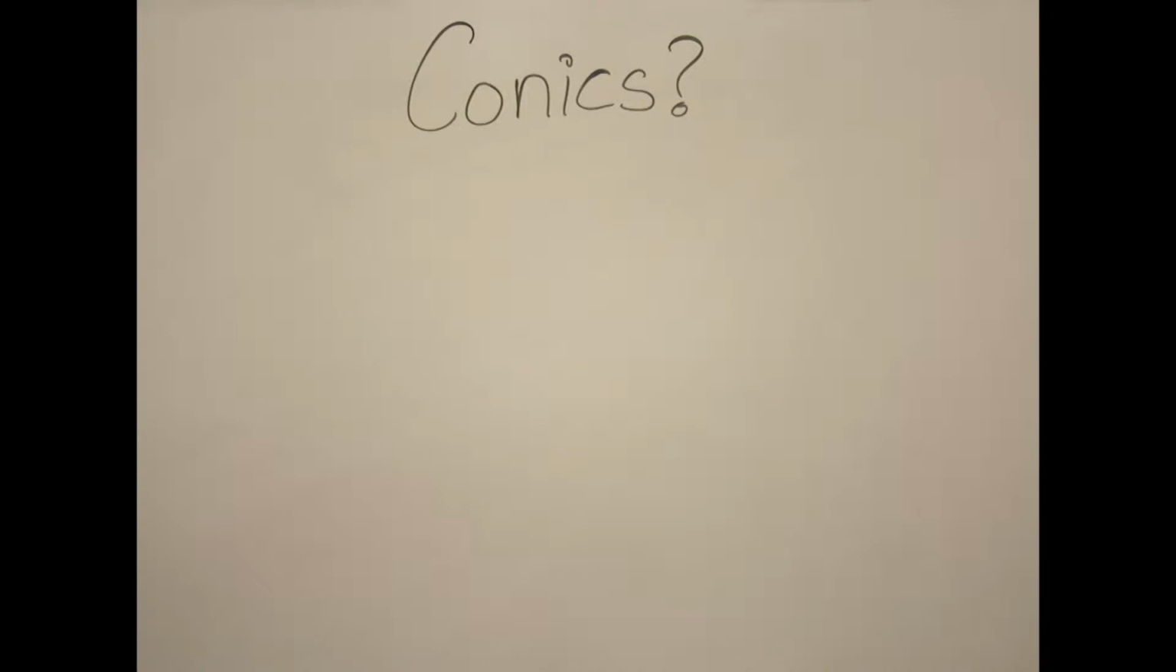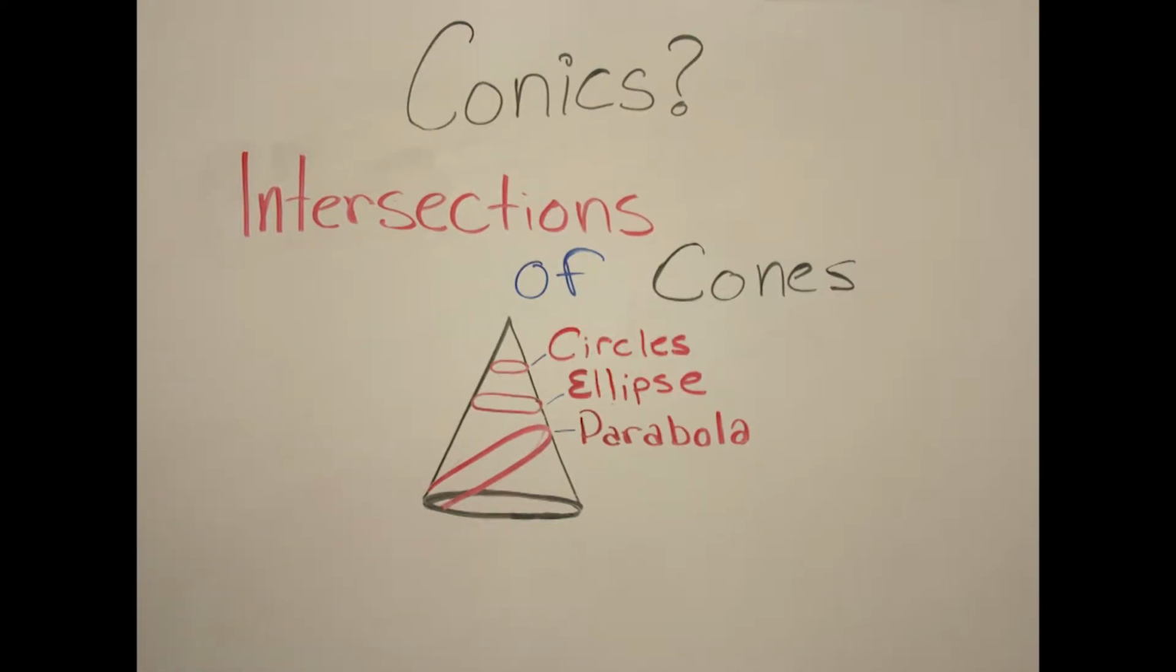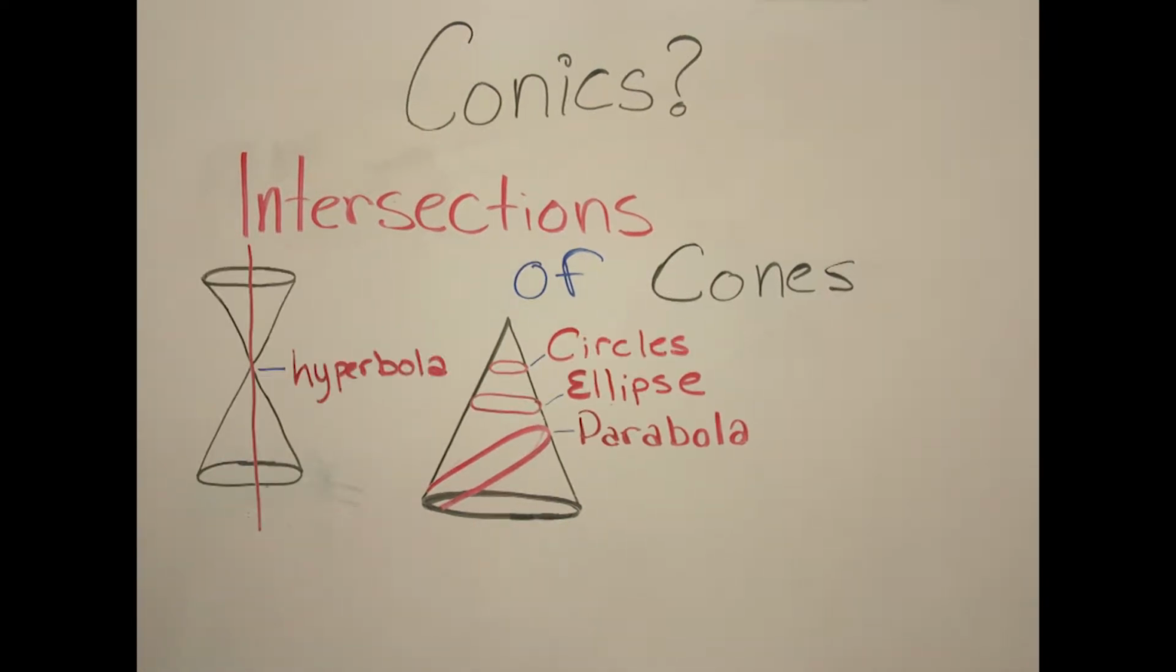Conics, or conic sections, are intersections of a cone. They include parabolas, ellipses, circles, and hyperbolas. It's super easy to recognize conics by their equations, even if they're not in standard form.